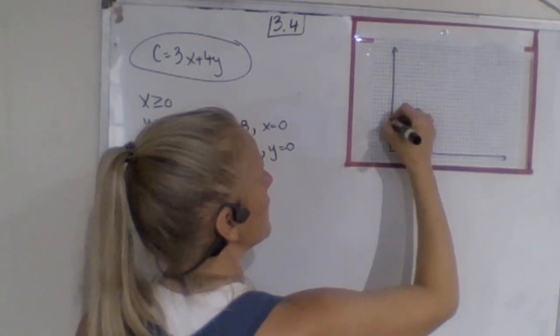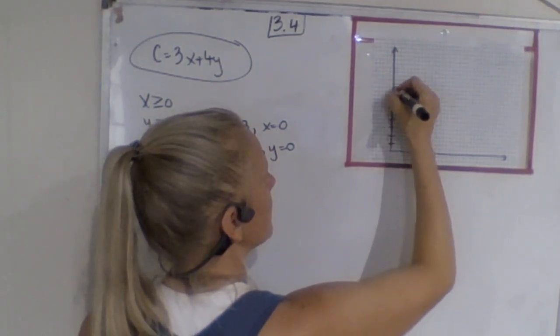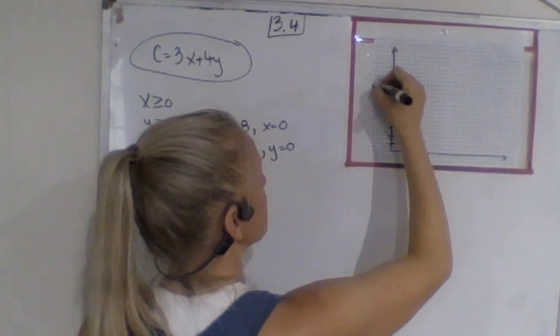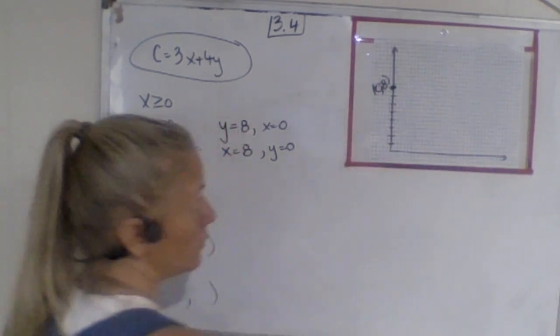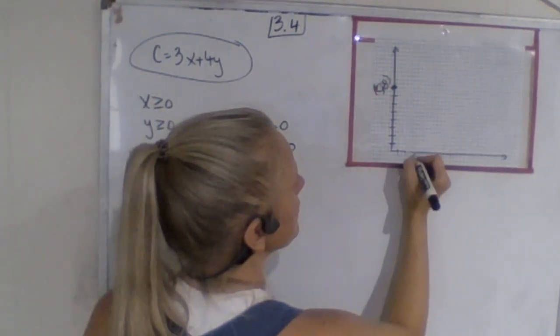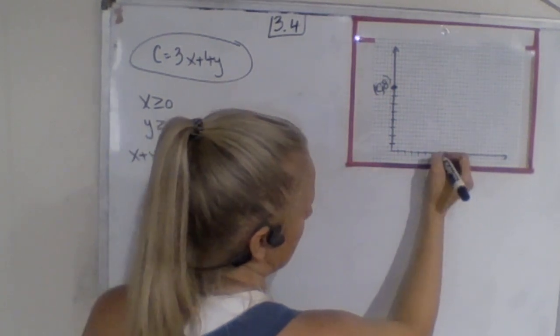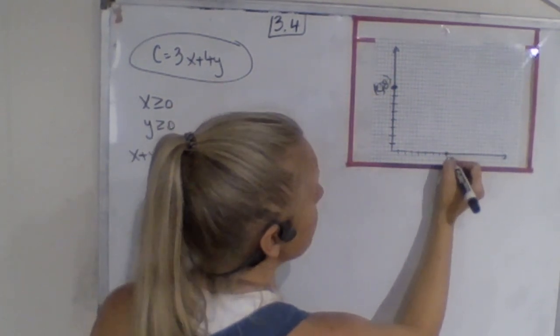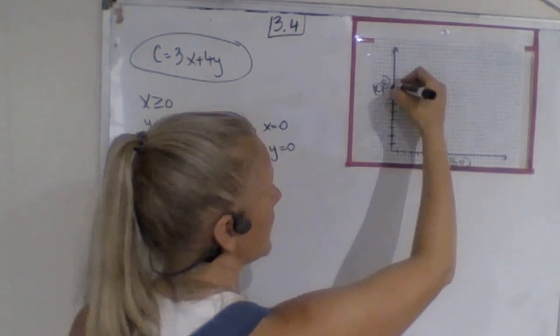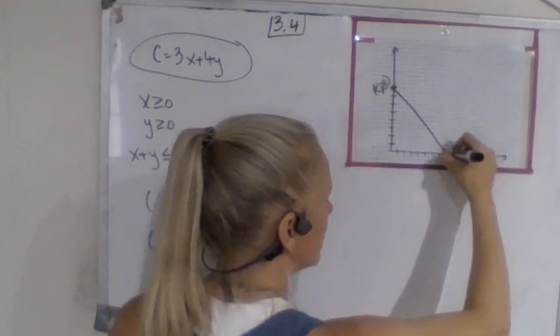1, 2, 3, 4, 5, 6, 7, 8. This is the point 0, 8. It's very important that you write them down. And then 1, 2, 3, 4, 5, 6, 7, 8. This is the point 8, 0. Okay, I get to draw the line.